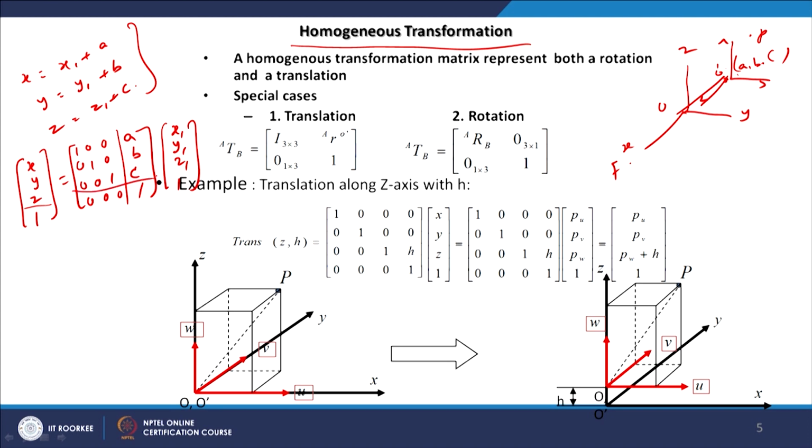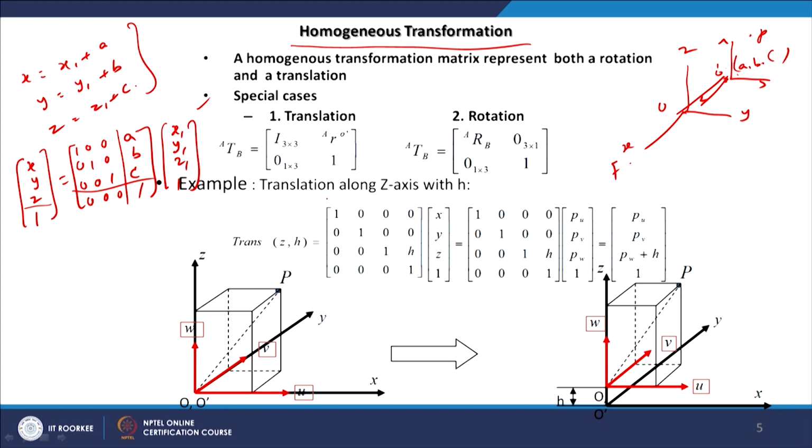So, we can write the relation between x, y, z, x1, y1, z1 in this manner using a matrix, whereas for a rotation a 3 by 3 matrix itself is sufficient to indicate. So, to combine both rotation and translation in one particular structure, we devise a 4 by 4 matrix structure which is called the homogeneous transformation.